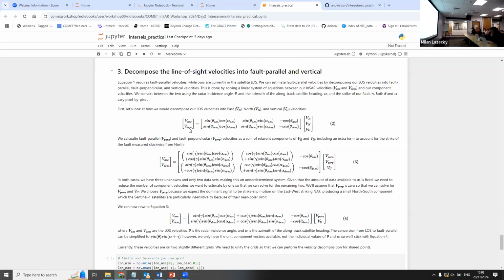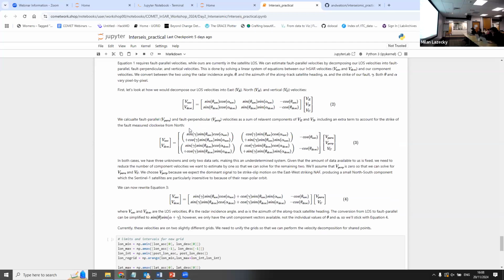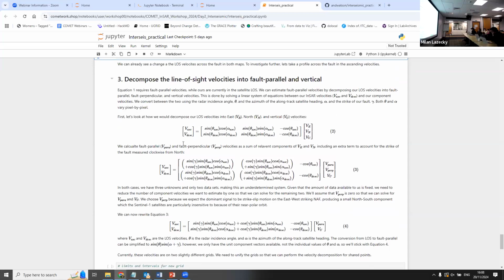Now let's do the decomposition. So we have 2 observations. We have ascending velocities and descending velocities. We have the directions. We have the incidence angle. We have the heading angle. We also know the strike of the fault. Using this information, we can do the decomposition.